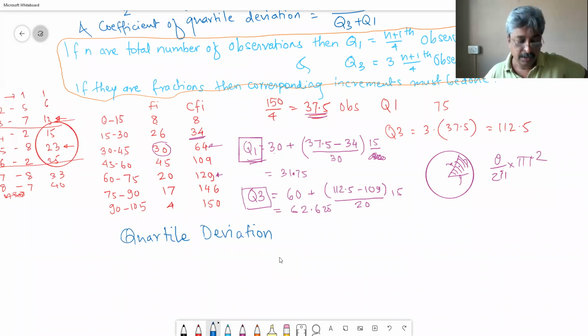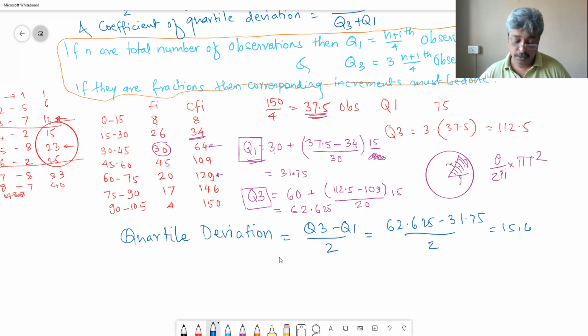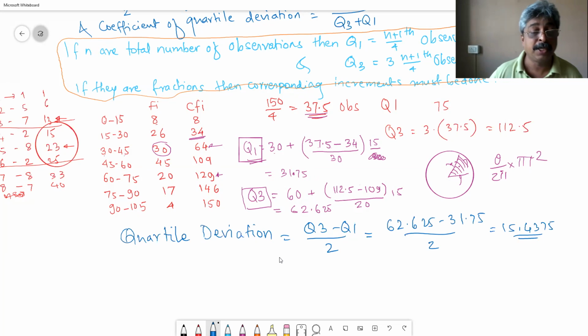Quartile deviation is equal to Q3 minus Q1 upon 2, which is 62.625 minus 31.75 upon 2, which is 15.437. Okay. You did not get this logic.